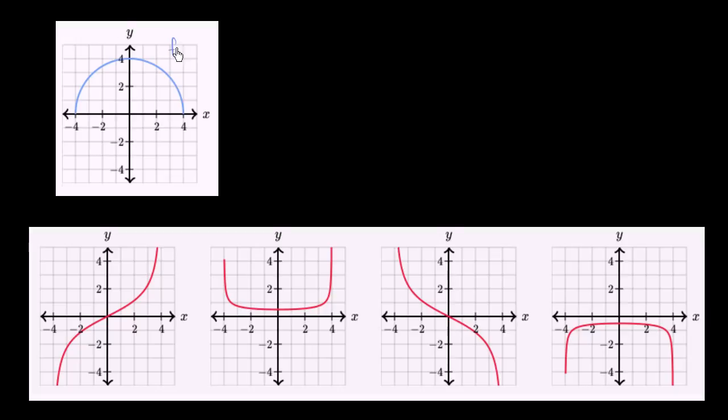I have a function f of x here, and I want to think about which of these curves could represent f prime of x, could represent the derivative of f of x. Well, to think about that, we just have to think about what the slope of the tangent line is doing at each point of f of x, and see if the value of these functions corresponds to that slope.